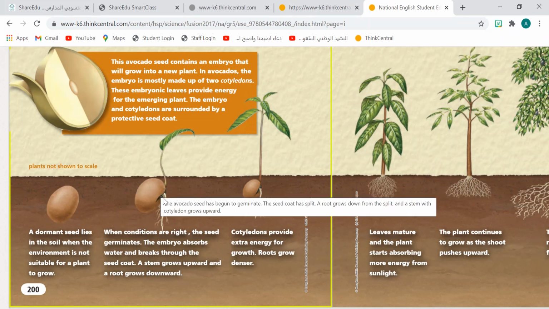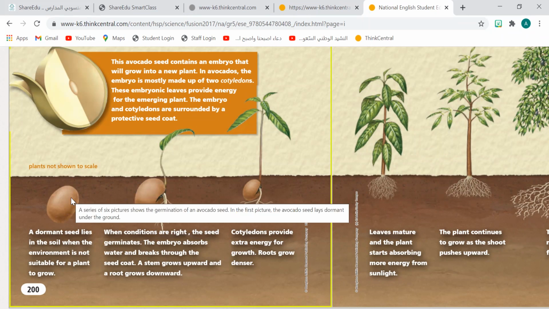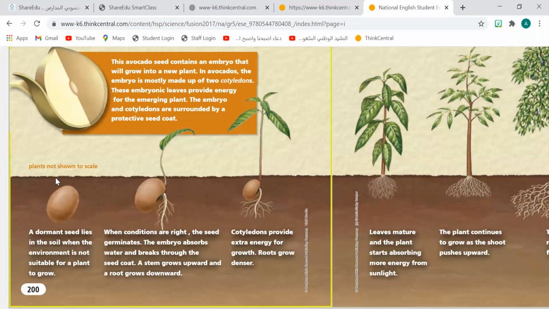What happened to the embryo? The embryo absorbs water and breaks through the seed coat. See? When the embryo is full of water, it will break. Of course, it will break from the water and a small root will come out to absorb more minerals and water to feed the plant. And then it will start growing more and more. And this is a seedling. Remember the word seedling?